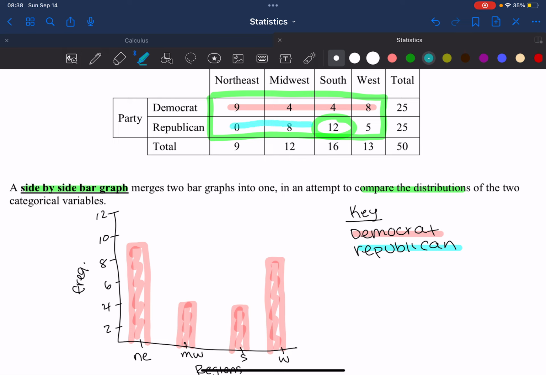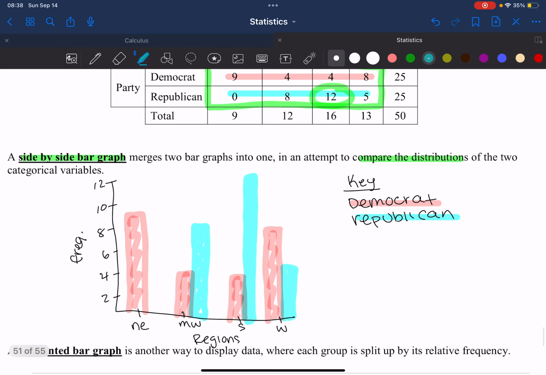Then I would look at the next row and do Republican. Notice for Northeast, there was 0, so I'm not going to draw anything. For Midwest, there's 8, so right next to this bar, I'm going to draw up to 8 in my other color. South was 12. And then West was 5.